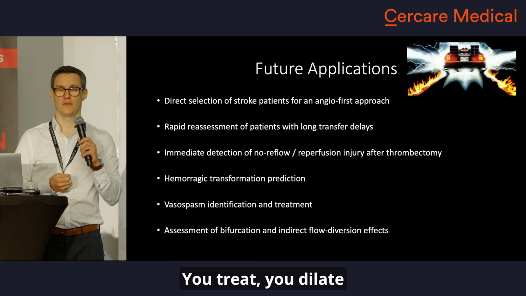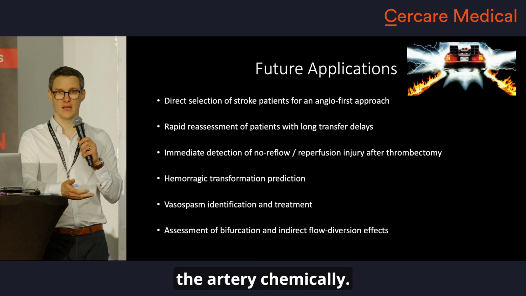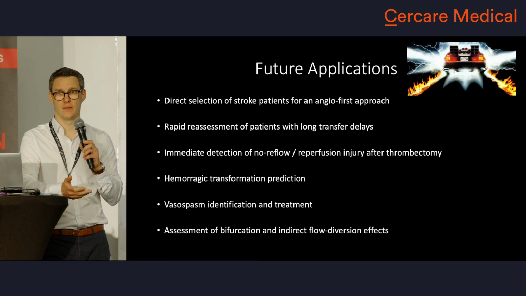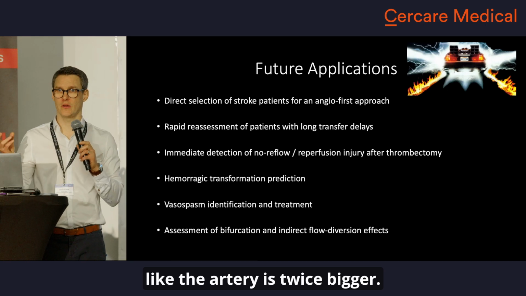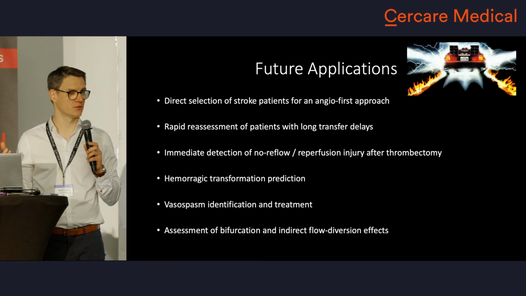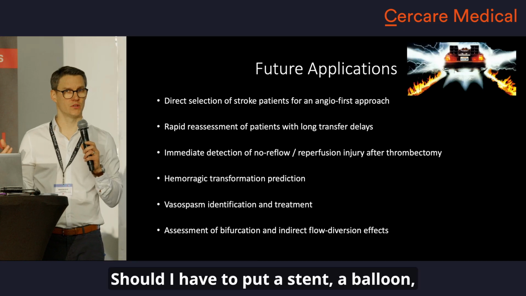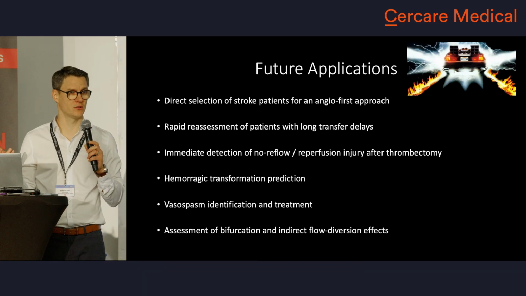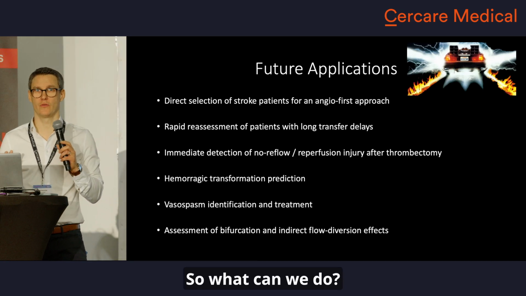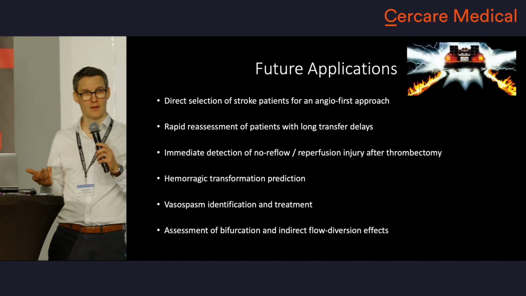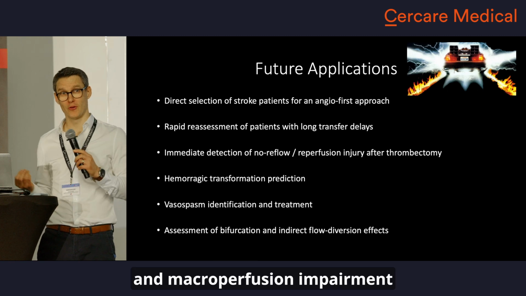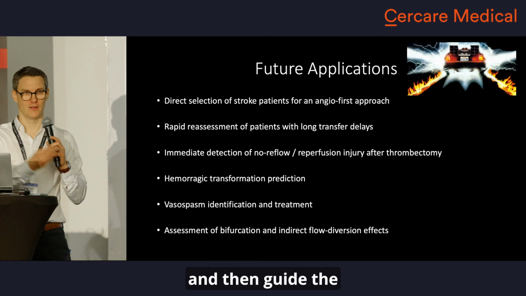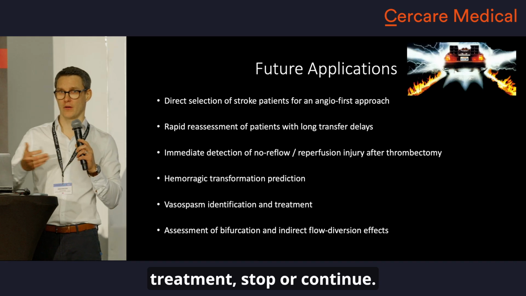You dilate the artery chemically, and sometimes you got an improvement, like the artery is twice bigger. Is it still enough or not? We don't know. Should I put a stent, a balloon, reopen the artery more? Honestly, I don't know. And we don't know. So what can we do? We can do a CTP. We can search for still microperfusion and macroperfusion impairment, and then guide the treatment, stop or continue.